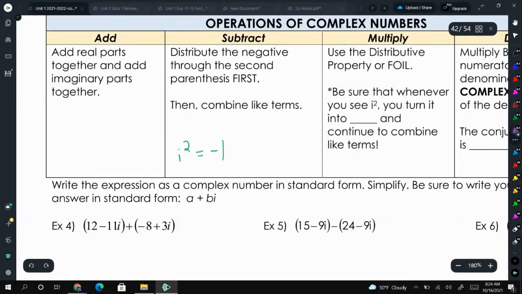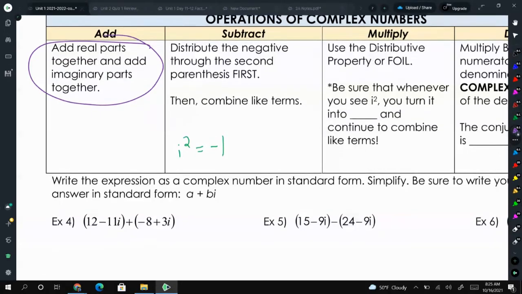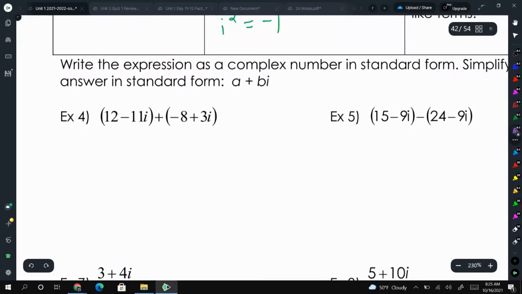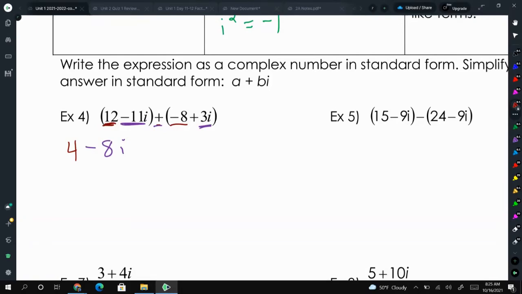So when we add complex numbers, we add the real parts together and we add the imaginary parts together. Like in example 4, our real parts, we have 12 plus negative 8. That's going to be 4. Negative 11i plus 3i is going to be negative 8i. And that would be your simplified expression. We added our real parts together and we added our imaginary parts together because there was a plus sign in between them.